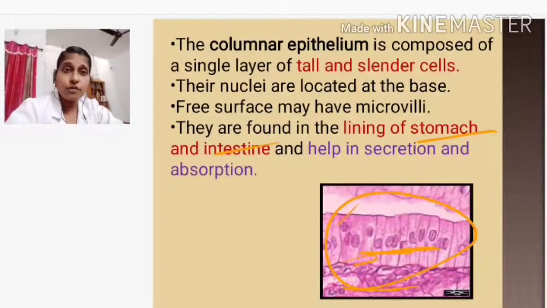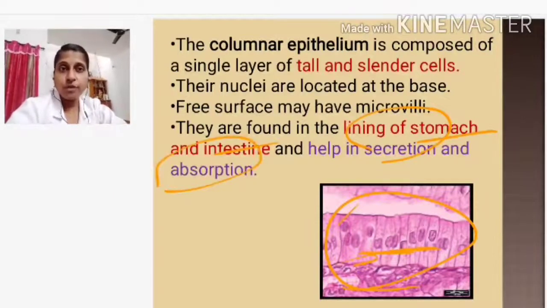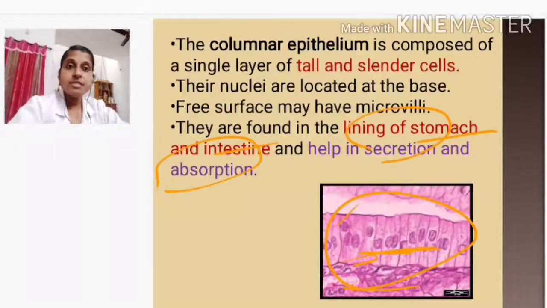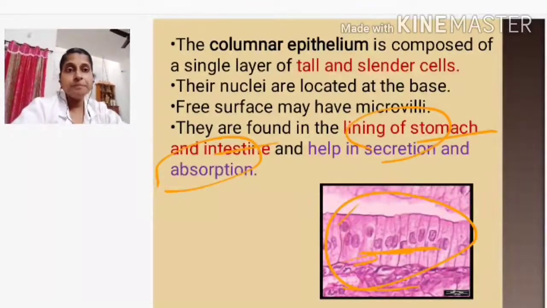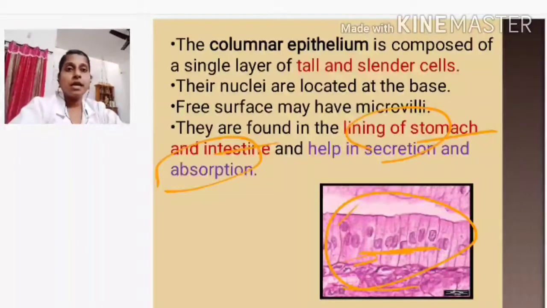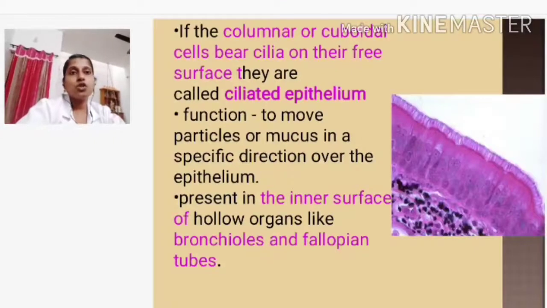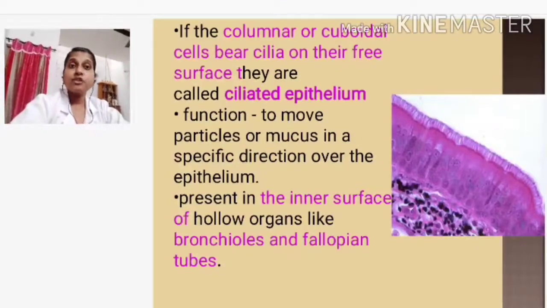What is the function of this columnar epithelium? Again, secretion and absorption. Okay, so this is regarding the columnar epithelium. Where is it present? Stomach and intestine. Since it is present there, for digestion mainly, they are helping in absorption, as well as to some extent helping in secreting some enzymes. Okay, so this is regarding your columnar epithelium.